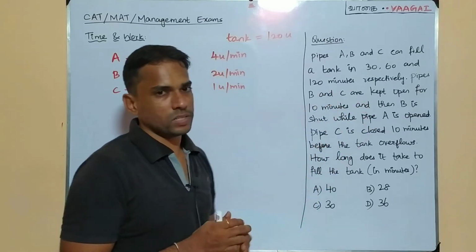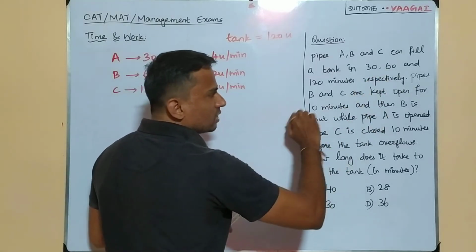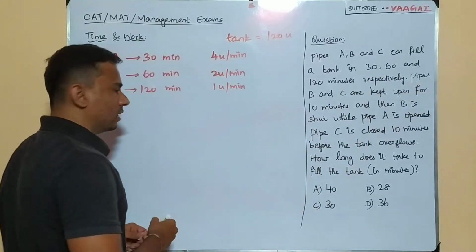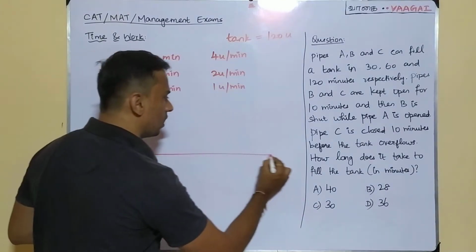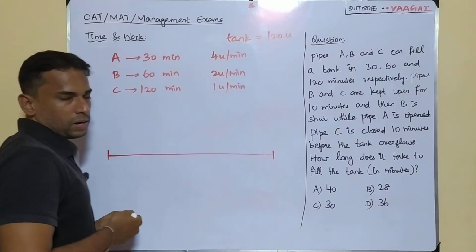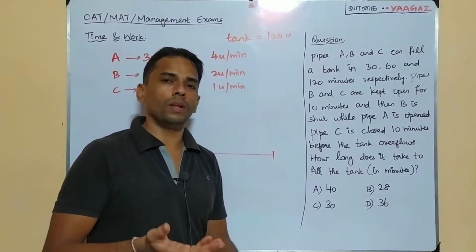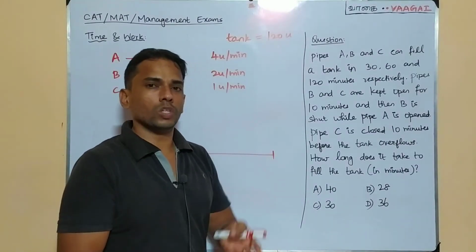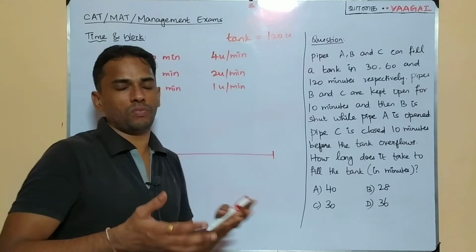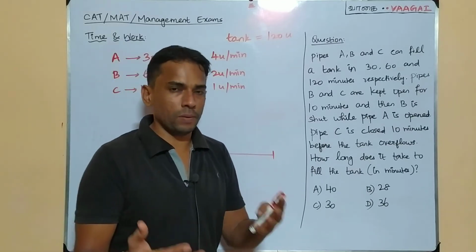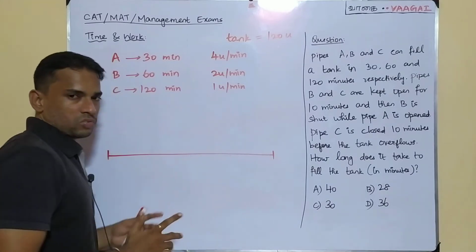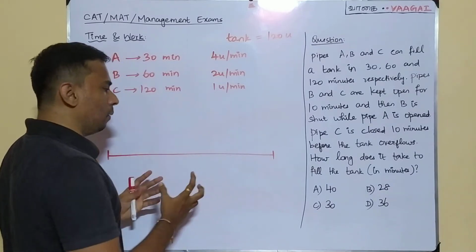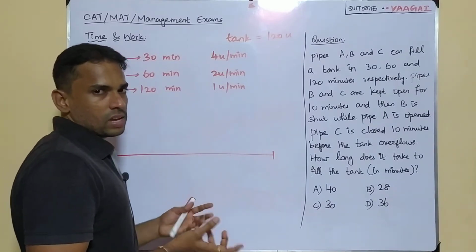So let's repeat it. Pipes B and C are kept open. That is at the beginning, what is happening? Let me draw a straight line. Whenever we have this kind of process happening, where one pipe is open and the other is closed, and then the other one is open and another is closed, if we get such a condition in the question, this will be an easy approach for you to handle. This will easily help you to get the answer in a very easy way.